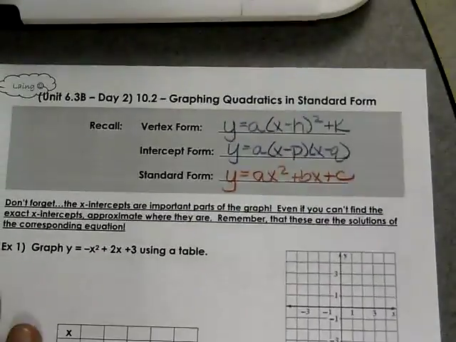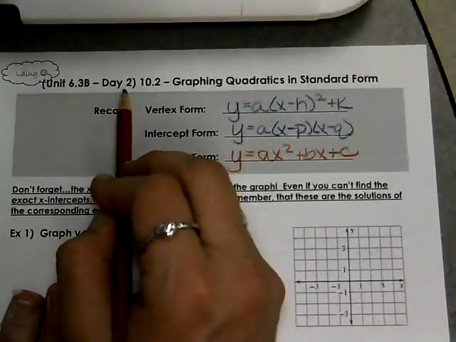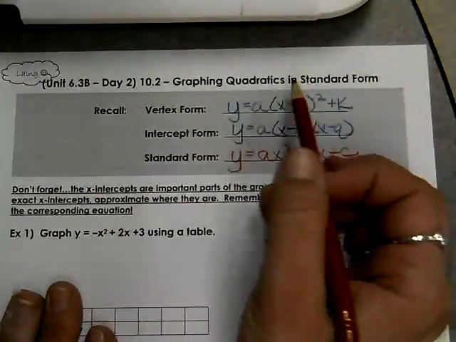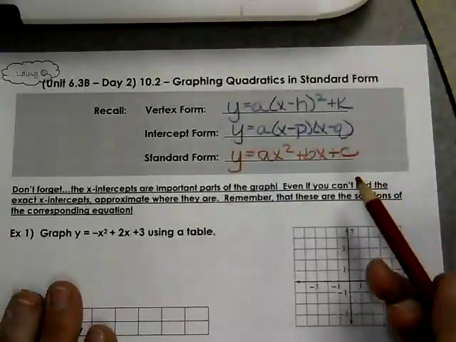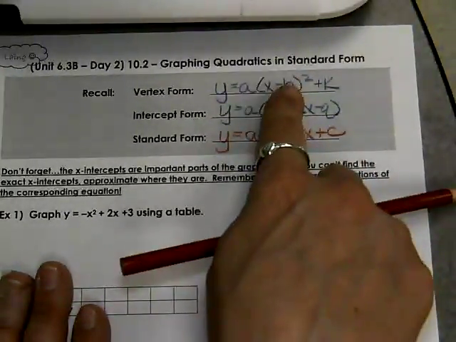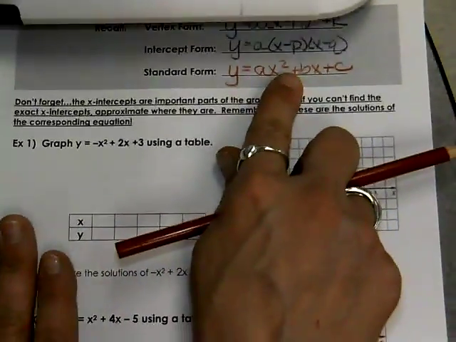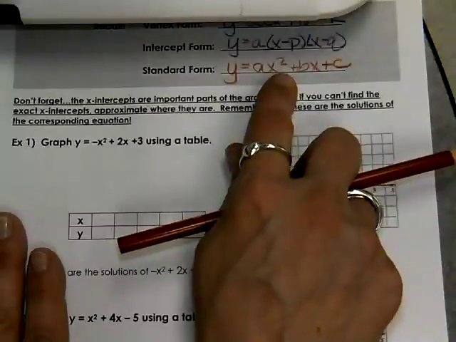Okay, today we're going to do quick video notes on 6.3B Day 2. It's basically our second day of graphing quadratics in standard form. You have this filled out on the sheet. This is the same thing we filled out on the sheet the other day on day 1, and we're just going to be focusing today on standard form.